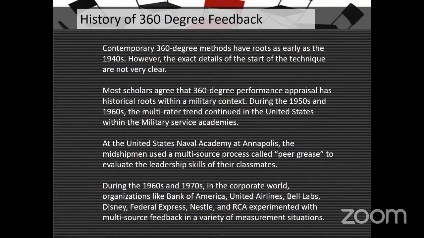We can say that this system has its roots early in the 1940s. You can imagine, currently we're in 2022, so it started in the 1940s. However, at that time, the technique was not very clear. Based on that, most scholars agree that this system has historical roots within the military context.